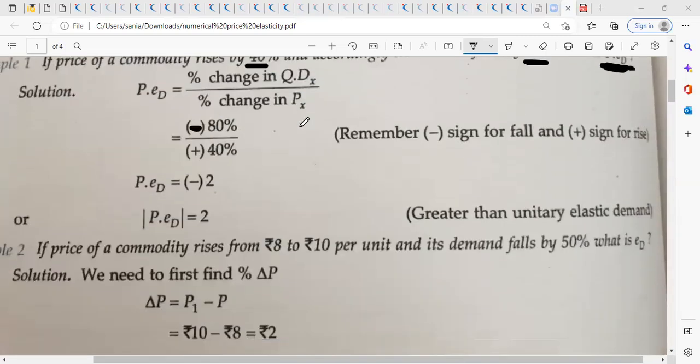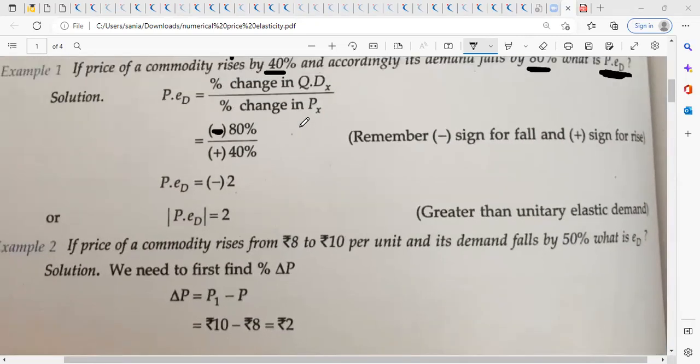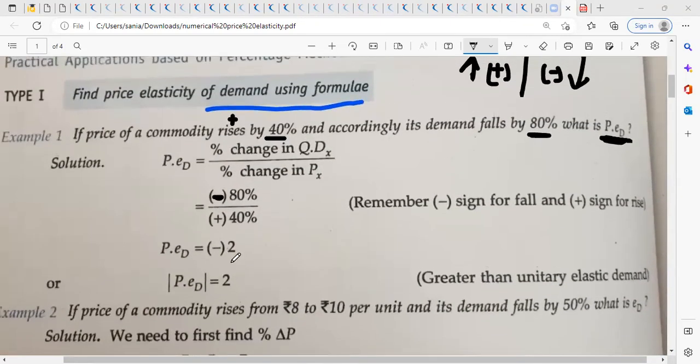Okay, Labiba. So now coming to the second one, you will try this first. Just read it and tell me what you will do in this question, which formula you will use. If the price of a commodity rises from rupees 8 to 10, demand falls. You have to find the percentage change in price, so we use the percentage formula.